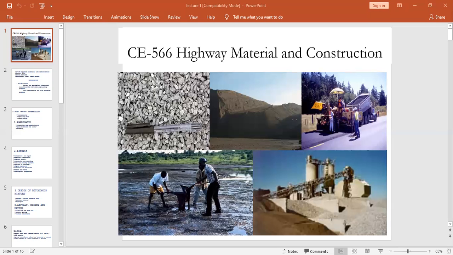So when we say materials, the main component is aggregate. Aggregate contributes 95 to 96% by weight normally in asphalt concrete. In Portland cement concrete, it contributes around 87% or 86%. So aggregate plays an important role in construction of highway. Obviously, when you talk about Portland cement, then we have to have some admixtures as well. These are called chemical admixtures.